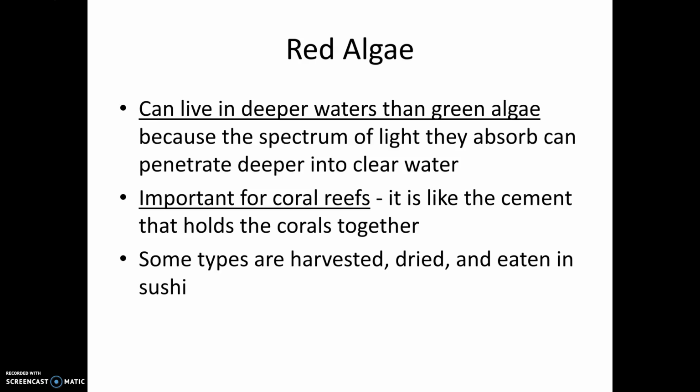This red algae is going to be really, really important for coral reefs. It acts like a cement. We do remember back when we talked about coral reefs that they are pretty fragile animals. So having this extra cement-like structure to help them come together is going to be really important here. And then some types are actually harvested, dried, and eaten in your sushi. So that's an interesting fact here as well.